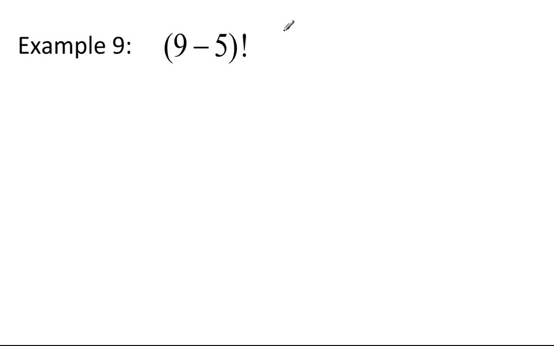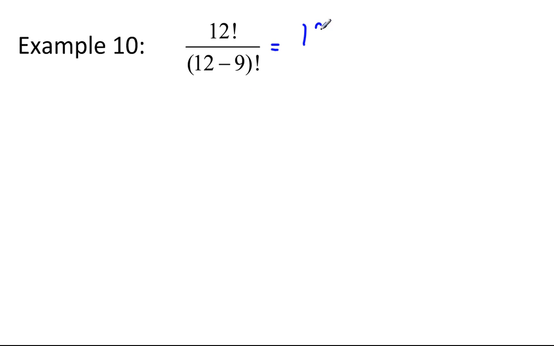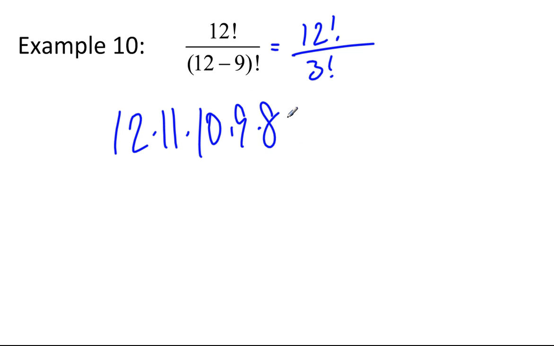Now here, parentheses first. It's still parentheses first. So this is 9 minus 5 gives me 4 factorial, which we've already learned earlier that 4 factorial is going to equal our 24. So here we've got our 12 factorial over 12 minus 9, which just leaves 3 factorial. Uh-oh. So I got 12 times 11 times 10 times 9 times 8 times 7 times 6, 5.